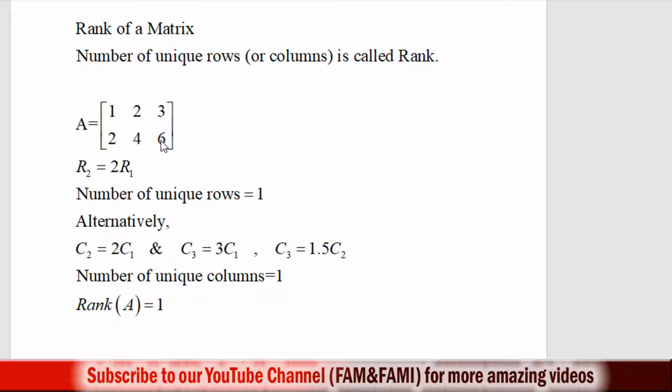Similarly, look at the elements in column 3. They are 3 and 6 and they can be obtained by multiplying each element in column 1 by constant 3. So 1 into 3 you get this 3, 2 into 3 you get this 6. So notationally we write it as column 3 equals 3 times column 1. So it means if we multiply each element in column 1 by constant 3, we get the elements in column 3. So in other words, we say that both column 2 and column 3 depend upon column 1. So they cannot be unique columns.